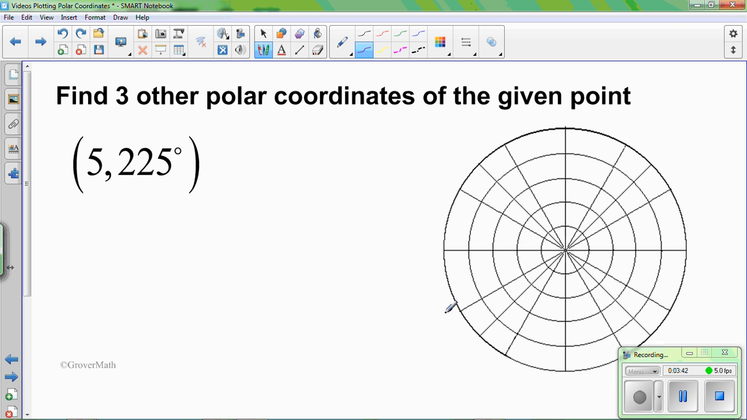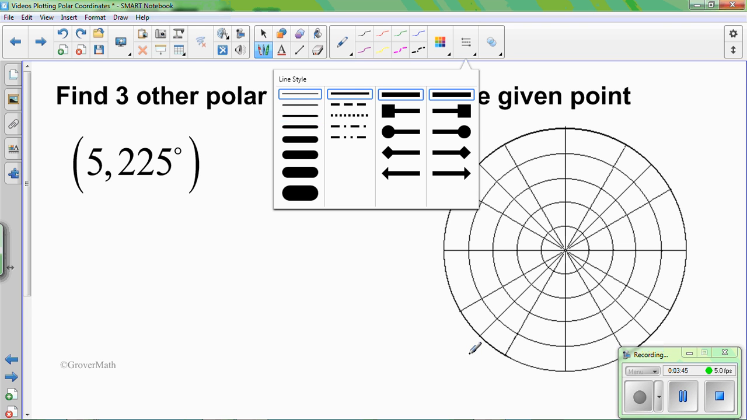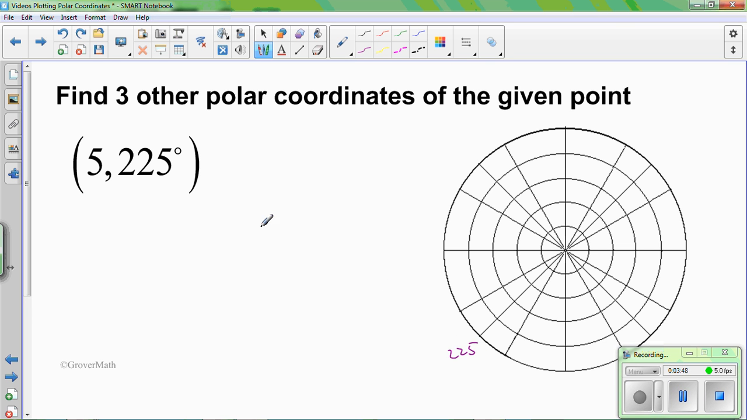First of all, let's plot this. 225 is right here. This is your 225 line. And again, I just kind of have these memorized, but this is a quadrant 3 angle. It's 45 degrees away from 180, and so that's how I remember that this is the 225 line. 5 out would be right here. So this is the point 5 comma 225. Another way to represent it would be with a negative angle, and I can just take my 225 and minus 360. And 225 minus 360 is negative 135. So negative 135 is another way to represent this.